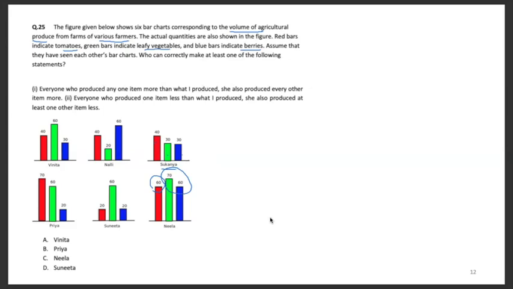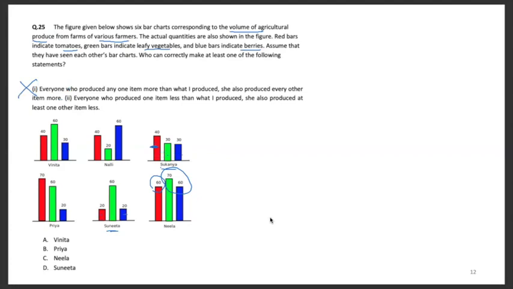When I go with this kind of question, to find the person who is producing the least produce of all three, I can start with Sukanya because she has relatively less. But then when I compare Sukanya with Sunita, that's where the first claim falls apart. It's wrong because Sukanya is producing more tomatoes compared to Sunita. Also, in the case of berries, it is wrong. So nobody from all six can make the first claim.